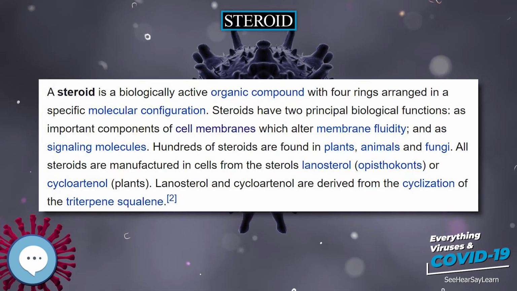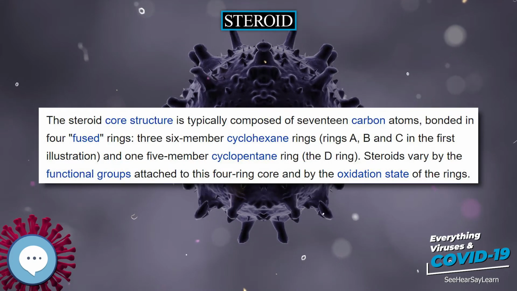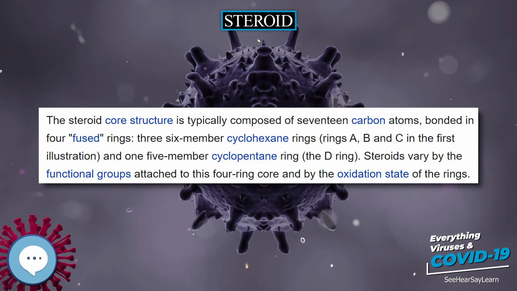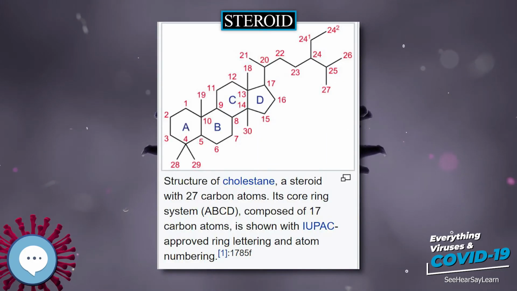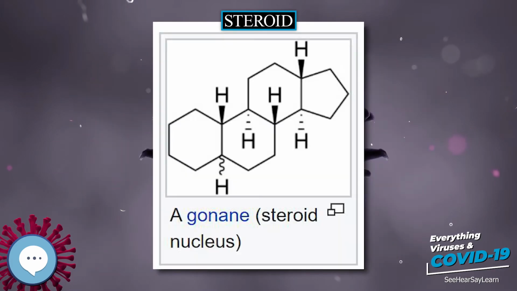Steroid. A steroid is a biologically active organic compound with 4 rings arranged in a specific molecular configuration. Steroids have 2 principal biological functions: as important components of cell membranes which alter membrane fluidity, and as signaling molecules. Hundreds of steroids are found in plants, animals and fungi.